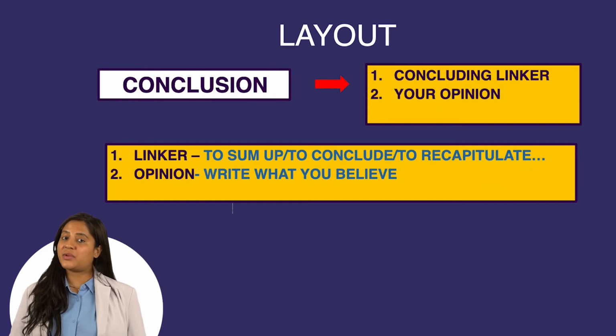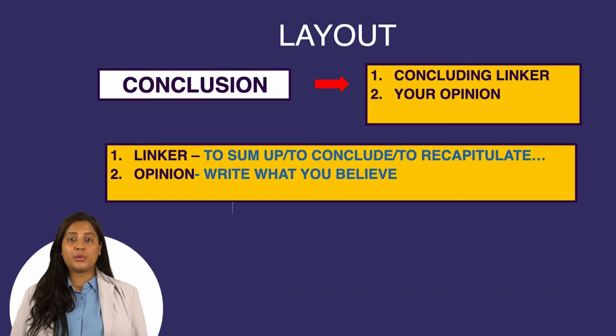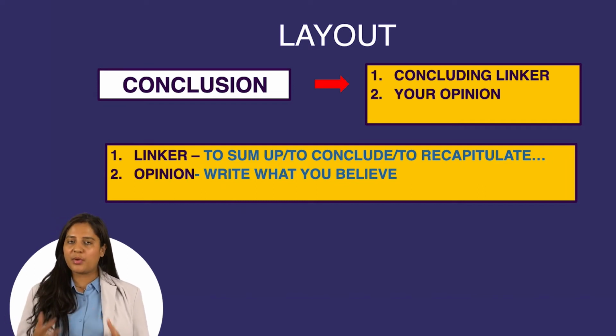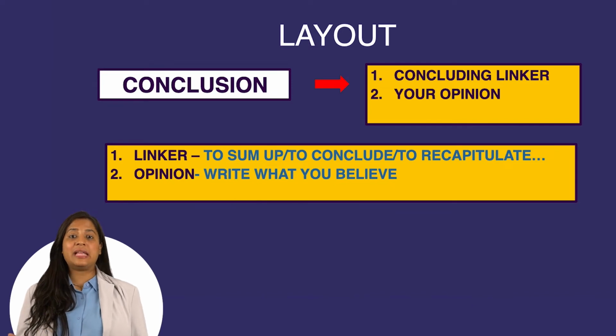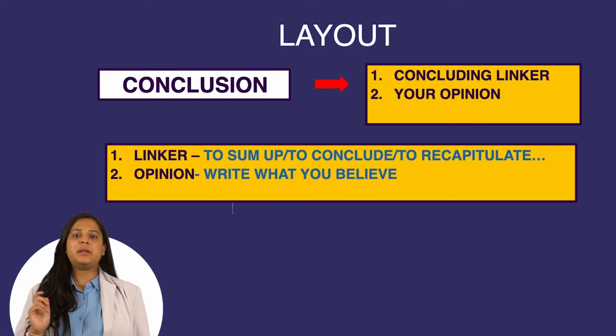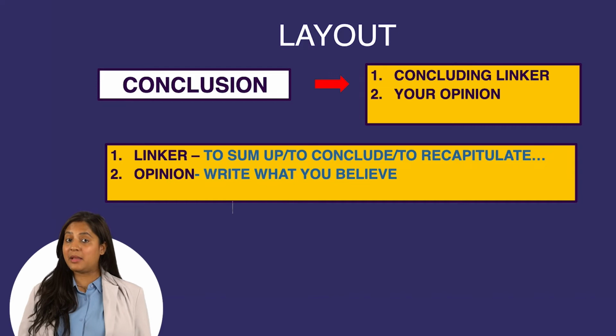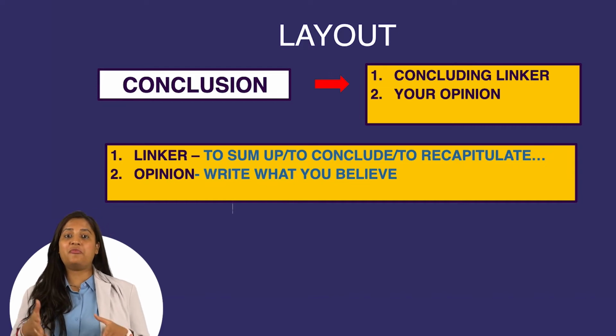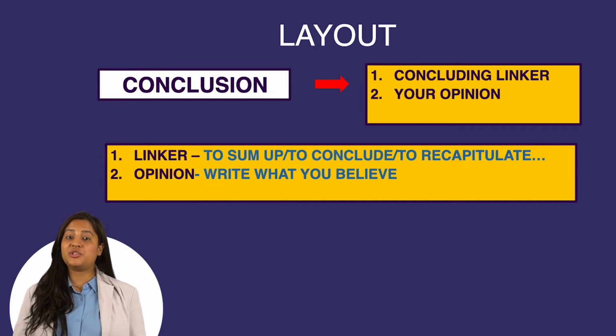Finally, it's time to write the conclusion. The conclusion consists of only 2 parts, a concluding linker and our opinion. Linkers such as to sum up, to conclude, to recapitulate, or to summarize work perfectly. For the opinion, you could agree with one of the views presented above, but make sure you don't make it look like an agreement. Just frame the view in a way that appears to be your original opinion.